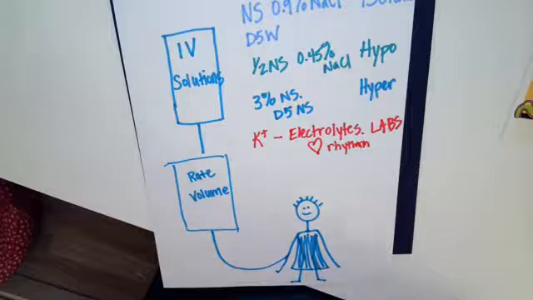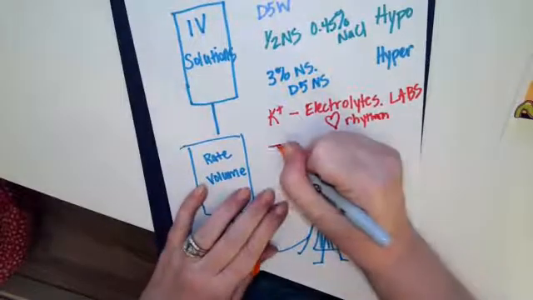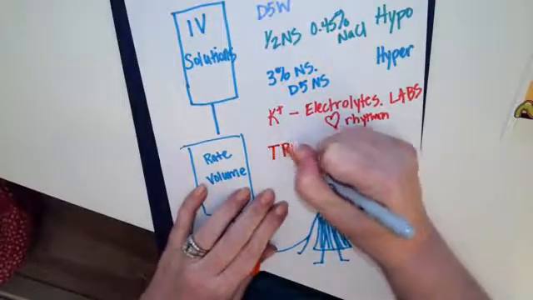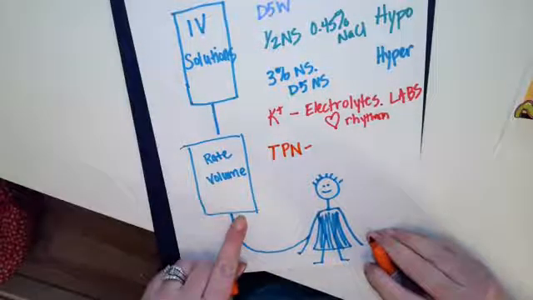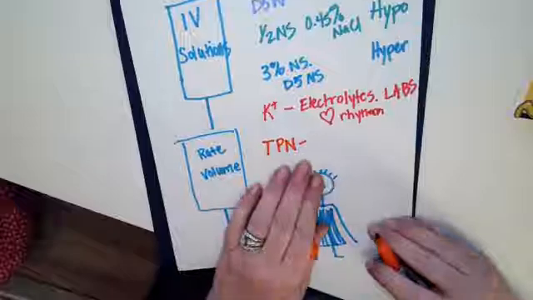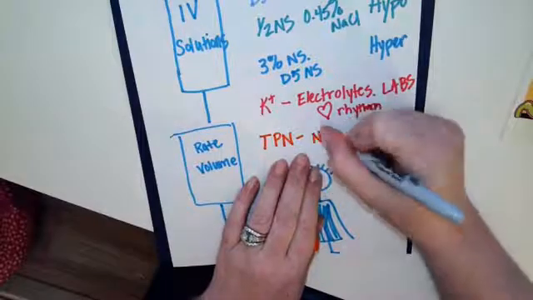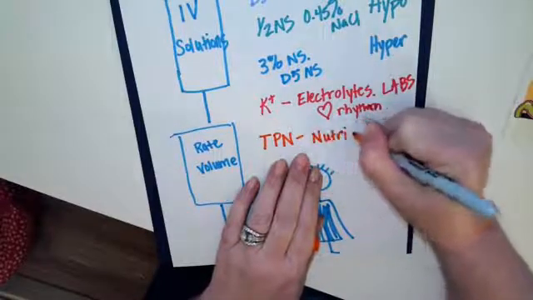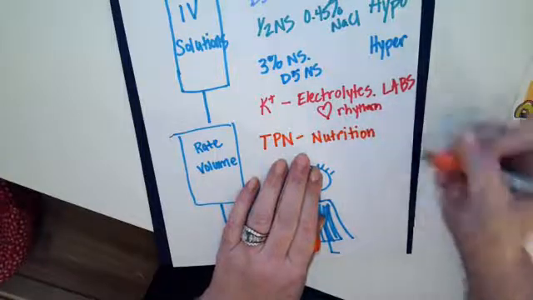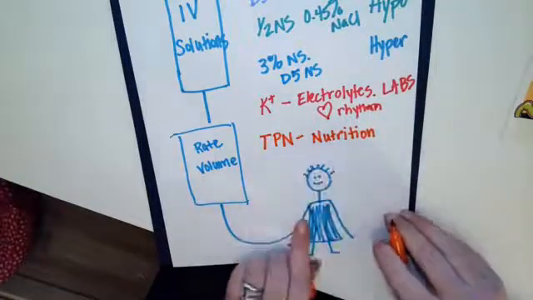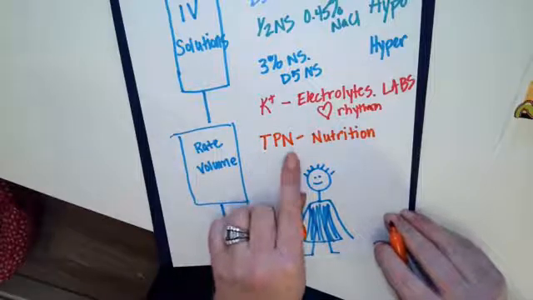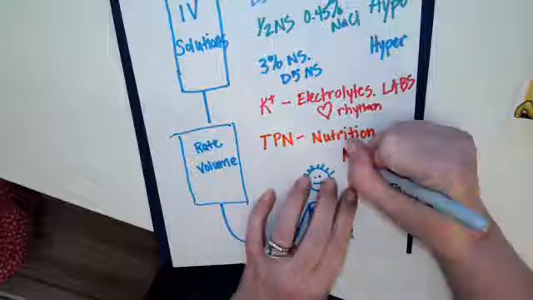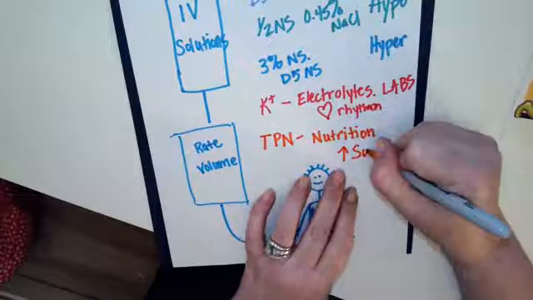Finally, I'd like to talk about one other IV solution that we can give as nutrition called TPN. So TPN is an IV solution as well, and it is nutrition for patients who we need to bypass their GI tract. We can use TPN. So TPN is very, very high in sugars.